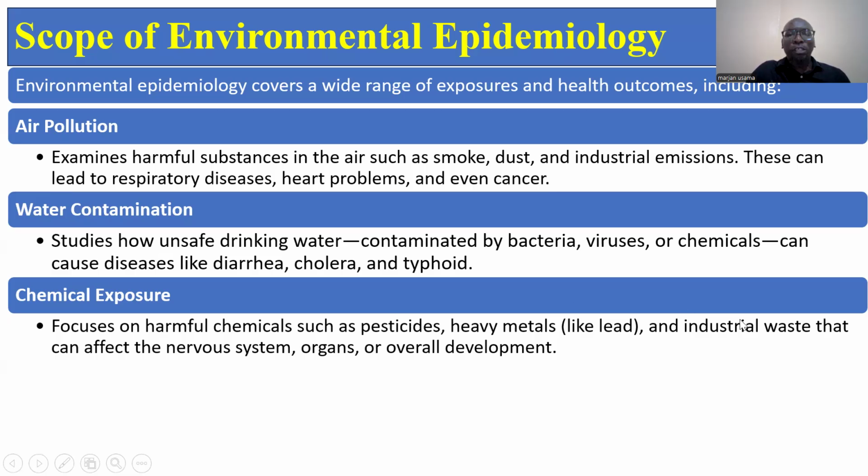Then chemical exposure. It focuses on chemicals such as pesticides used in agriculture on farms, heavy metals used by factories like lead, and industrial waste emitted into water sources, which can affect the nervous system, organs, or overall development, right?